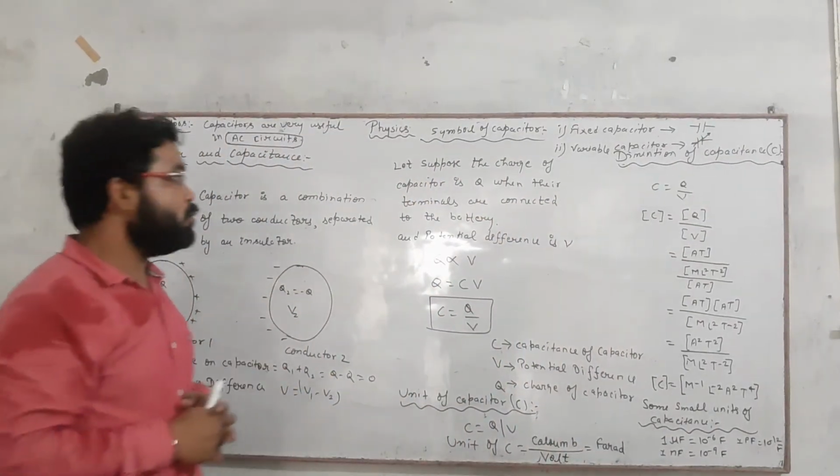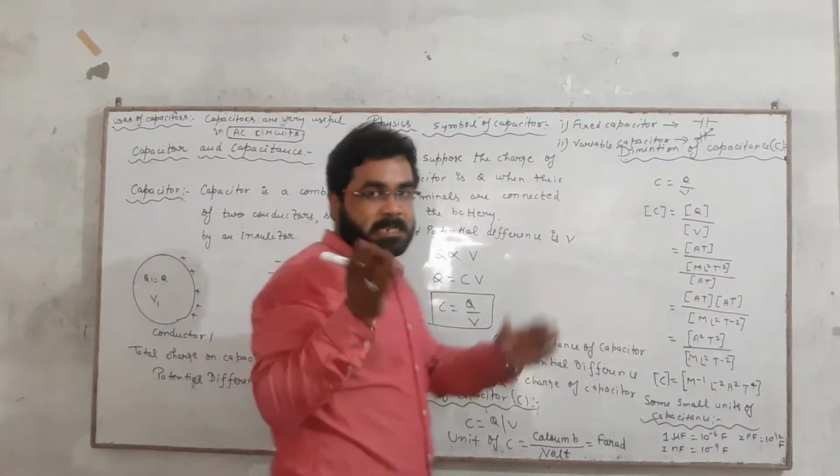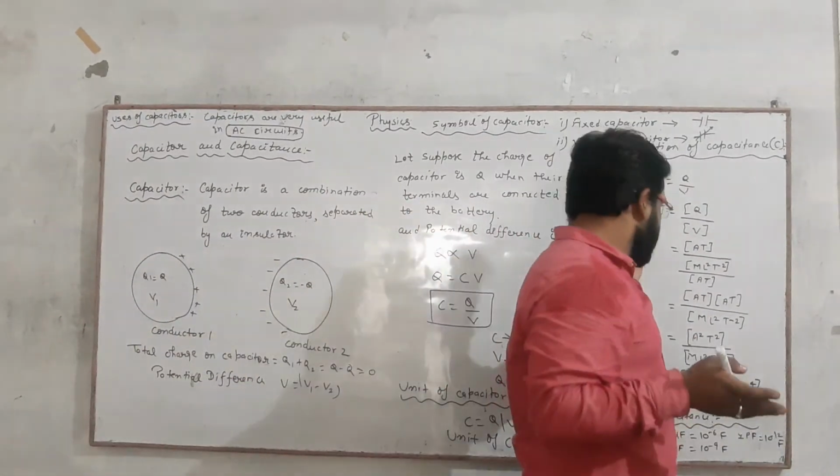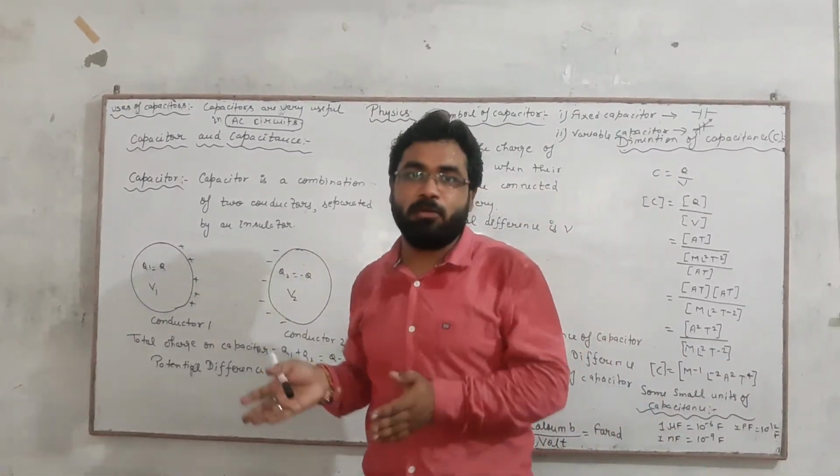So what you have to do is prepare your own notes, note this down, read your book and study as much as you can, derive this, and do numericals on these formulas, C is equal to Q upon V.